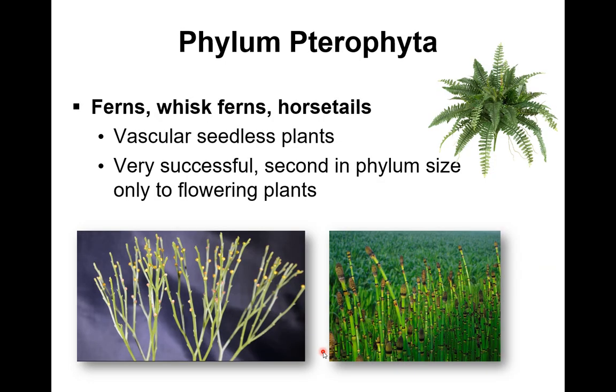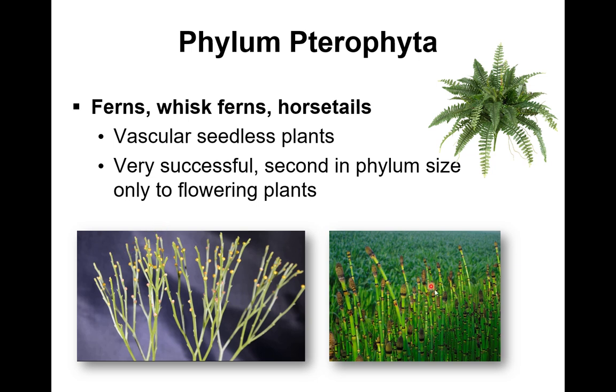The second phylum belonging to vascular seedless plants is the Pterophyta. This includes a series of plants that you already are very familiar with, like ferns. There are lots of different types of ferns. Very successful plants. You see lots of them here in Ontario. But there are other plants in this group as well, such as whisk ferns. These are plants that don't have leaves. They actually do photosynthesis with their own stem. This is the sporophyte. These are the sporangia.